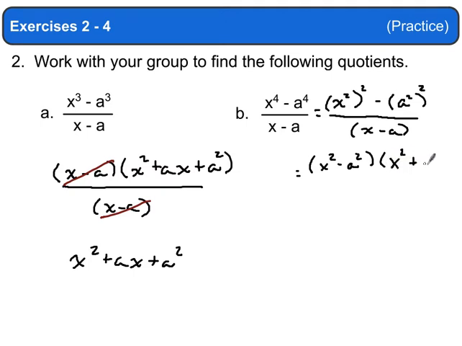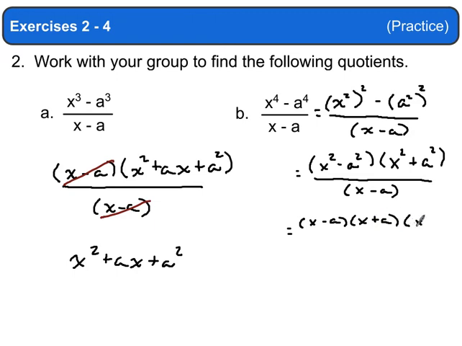Now when I write this one, I would write x squared minus a squared times x squared plus a squared over x minus a. Again, our goal is to try to simplify this as far as we can. So by doing that, I created another difference of squares here. So I write x minus a, and then x plus a, and I still got that x squared plus a squared there on the side. And then that's over x minus a. This is where we can now cancel. This one cancels with this one.